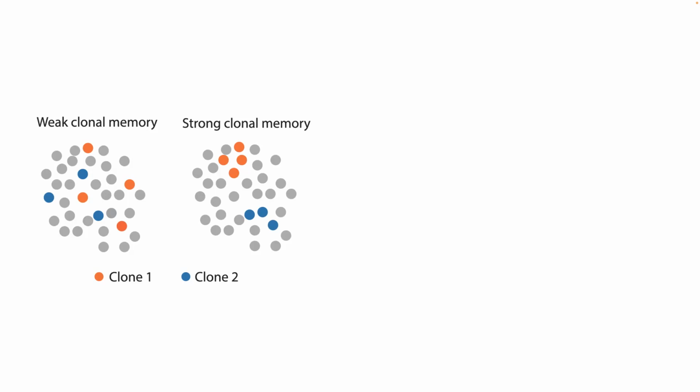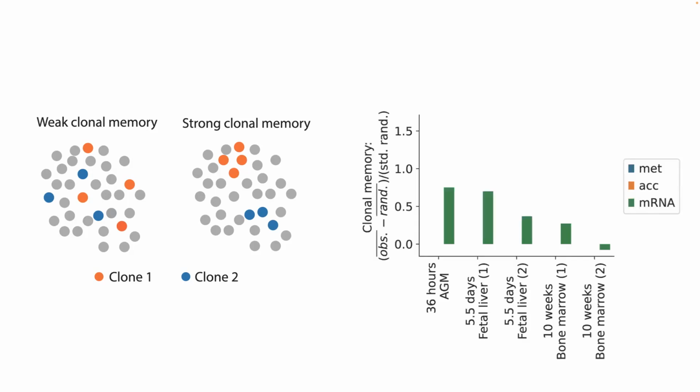And if a clone has a very strong memory, it means that all the progenies from the same clone have similar molecular signatures. Because of these shared signatures, they are more similar in high dimensional space than cells from different clones. Looking at the transcriptome, the x-axis is time, starting from 36 hours to 5.5 days in the fetal liver, or 10 weeks in the bone marrow. You can see that as time passes, the memory of the transcriptome degrades.